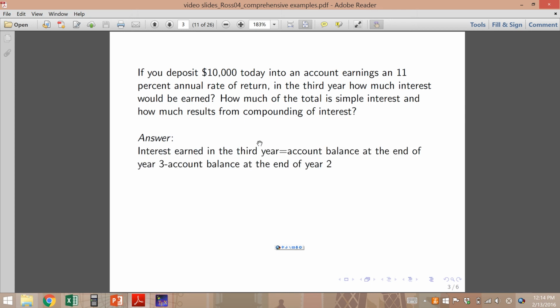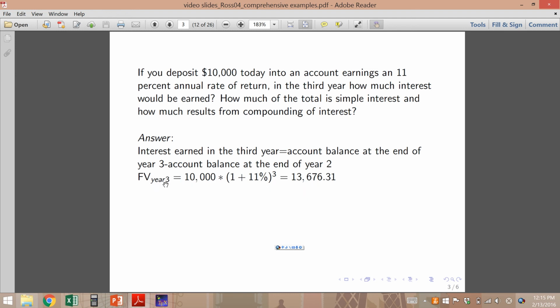So to solve this, a very simple principle. The interest earned over any year should equal the account balance by the end of that year minus the account balance at the beginning of that year, or at the end of the previous year. It's the same thing.